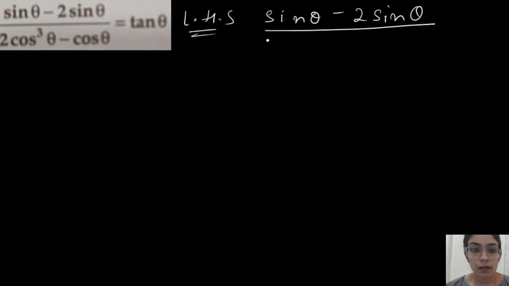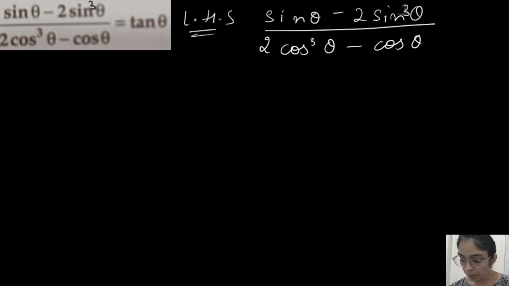So the left hand side of this one I am going to write. So sin theta minus 2 sin cube theta by 2 cos cube theta minus cos theta. See here, there is a cube. So what can we do? What can be done in this question?